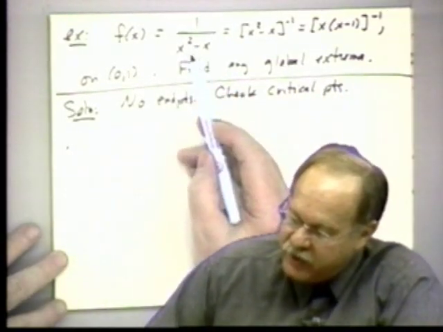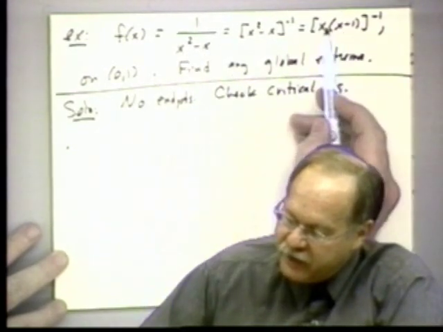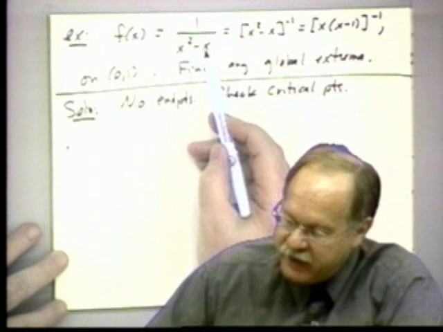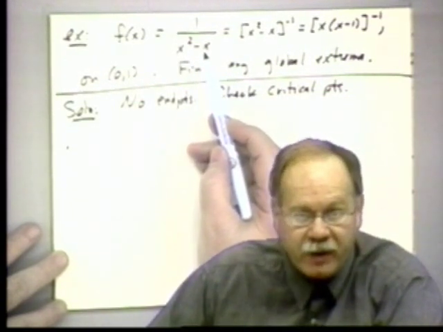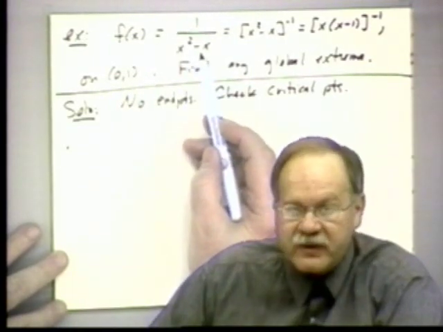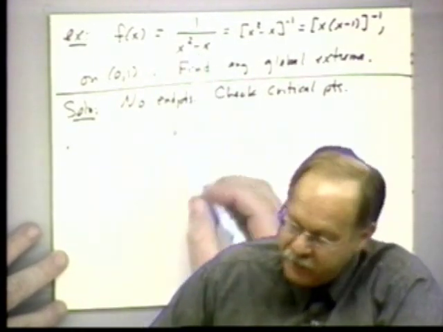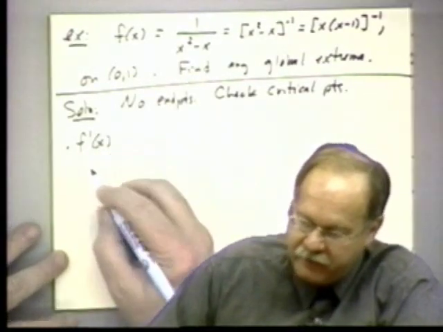This function is going to be defined everywhere except, you can see from here, because x times x minus 1 is the same as this, that it's not going to be defined at 0 and it's not going to be defined at 1, which is not a problem since those aren't in the interval. So within the interval, this function is defined everywhere. And let's see what happens when we look at its derivative.